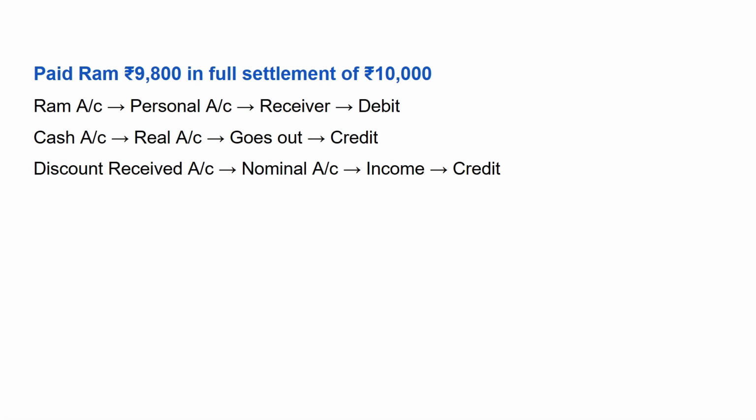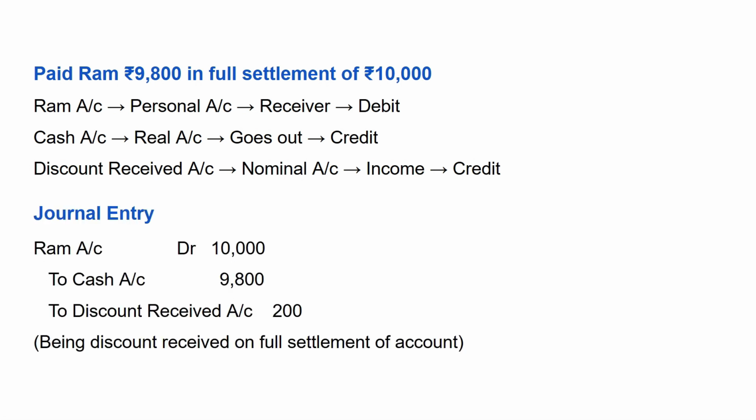And discount received is income, so the rule for nominal account is credit all incomes. The journal entry is RAM account debit 10,000 rupees to cash account 9,800 rupees to discount received account, that is 200. And the narration is being discount received on full settlement of account.